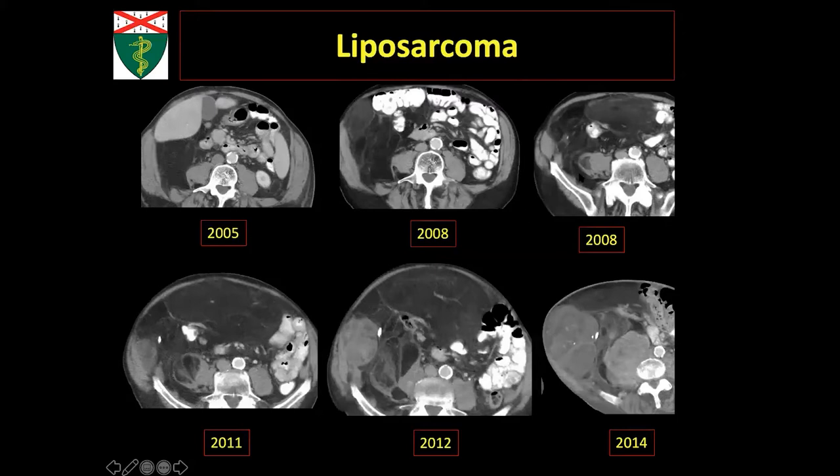Certainly in 2008, you start to get soft tissue components form, and these soft tissue components start to get larger and larger and larger. There are new and enlarging calcifications that also form during this period of time. And so this is an example of a well-differentiated liposarcoma that over a decade has undergone dedifferentiation.